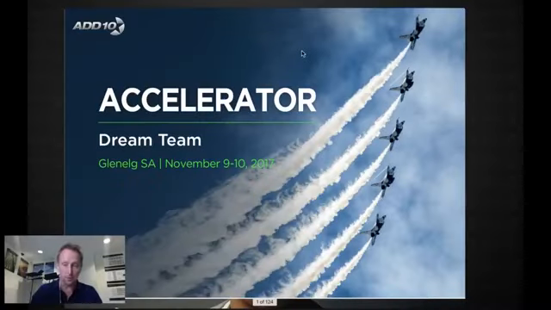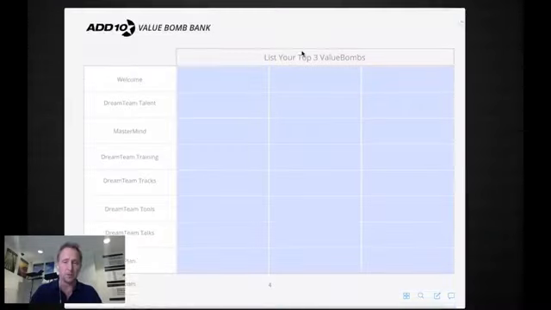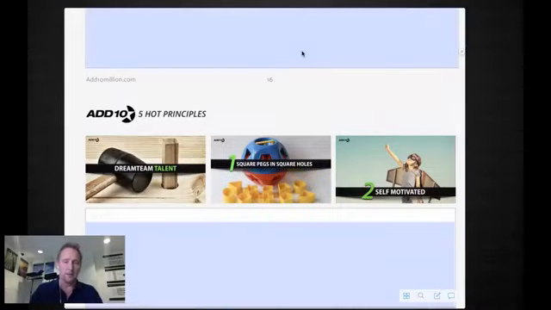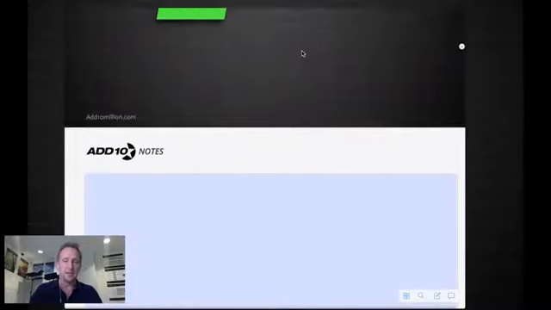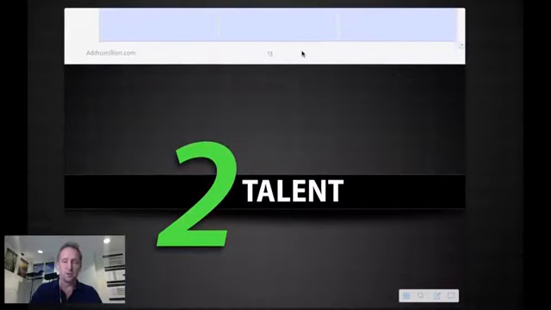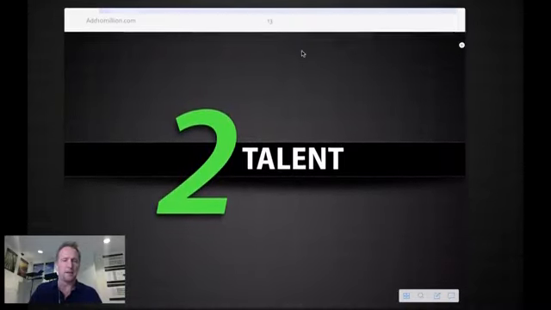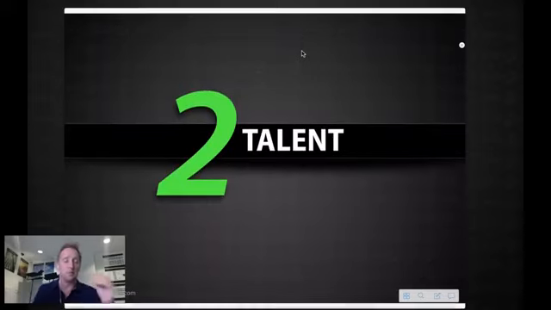So this is my workbook, and obviously what we've got here is the section on talent. The key part in growing a business and building a team that builds your business, so you can get yourself out of the day-to-day operations of the business and focus on growing the business, is you want to get the right talent into your business.